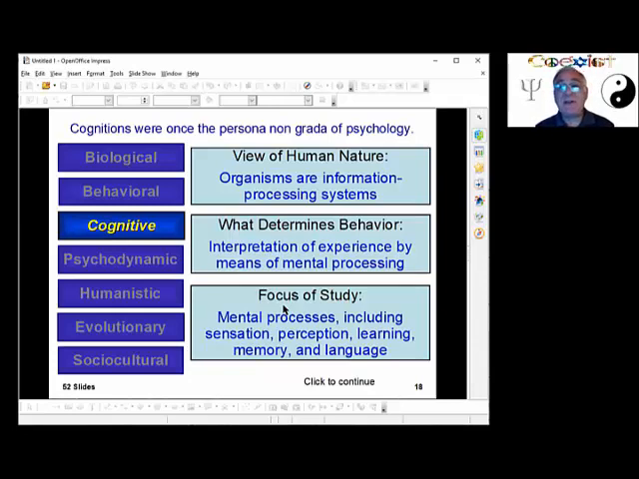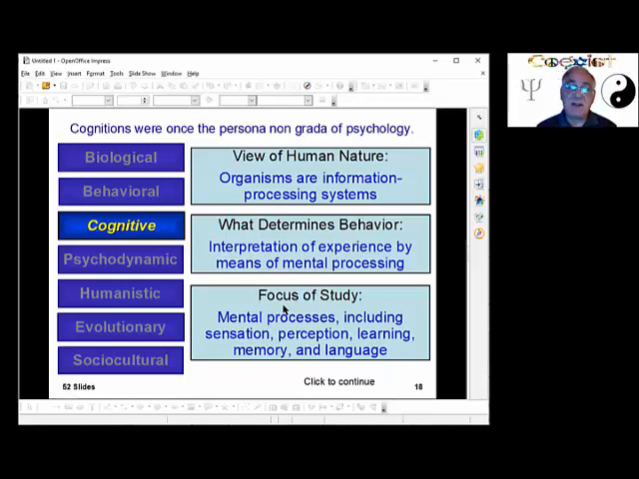So the view of the cognitive psychologist is that organisms are information processing systems. Like computers, we process information and determine what it is that is happening to us and make our decisions based on our past memories. So what determines behavior is interpretation of experiences by means of our mental processing.